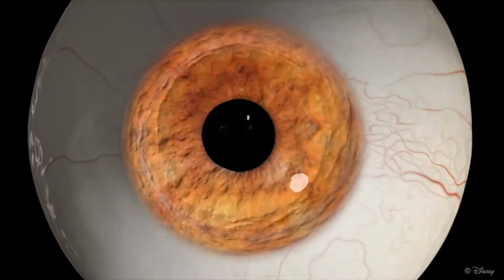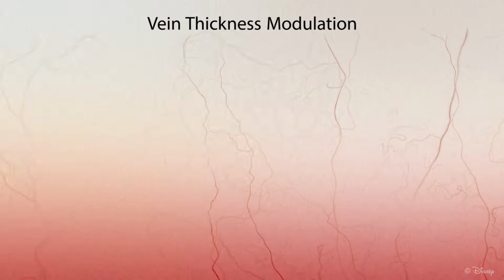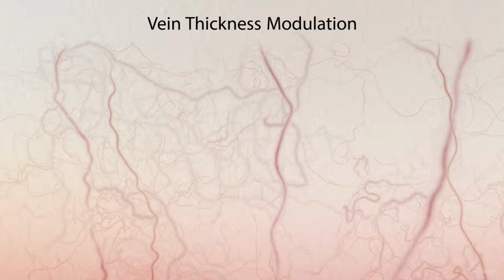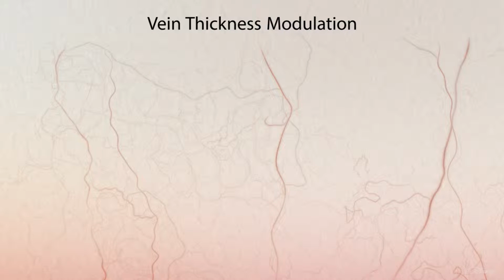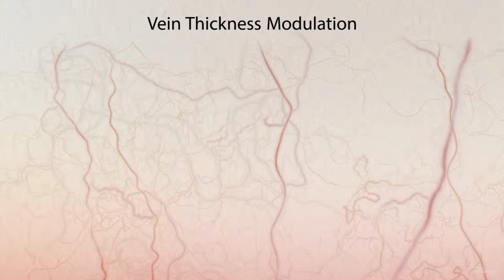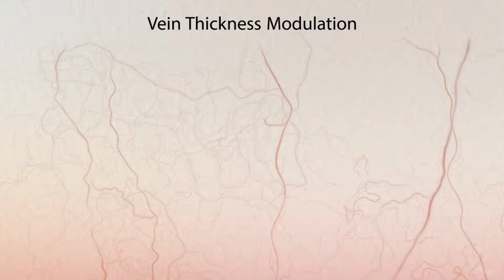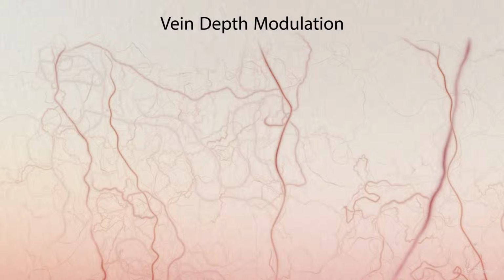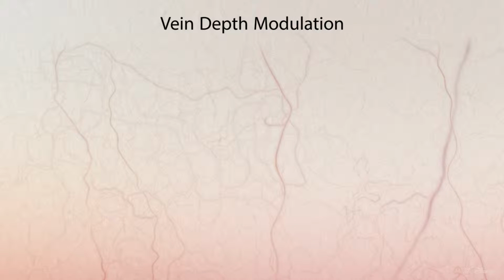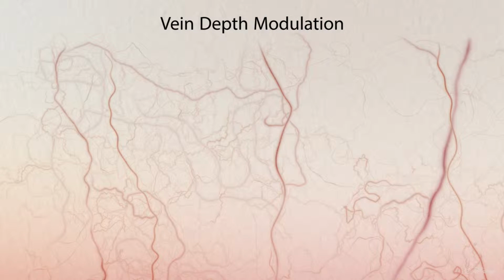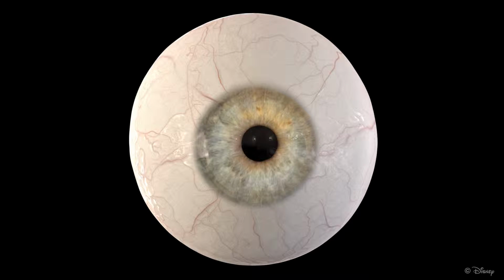The last component of our parametric model is a sclera vein model. Here, we are able to synthesize realistic vein networks, and we introduce intuitive parameters that can control the appearance of veins, including the thickness and the depth. Here we see the artistically controlled parameters on a rendered eye.